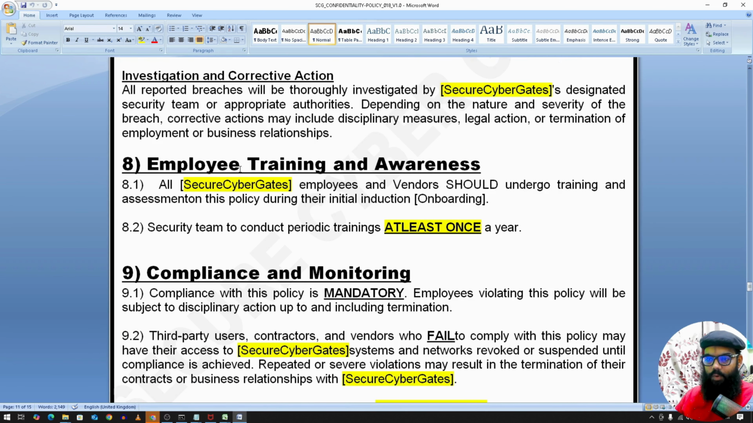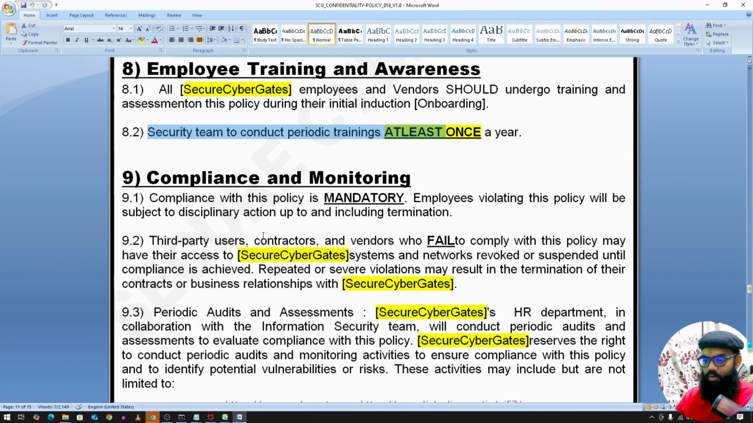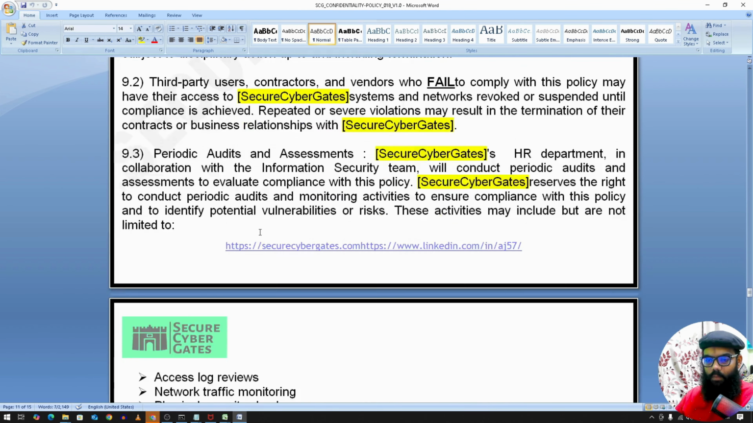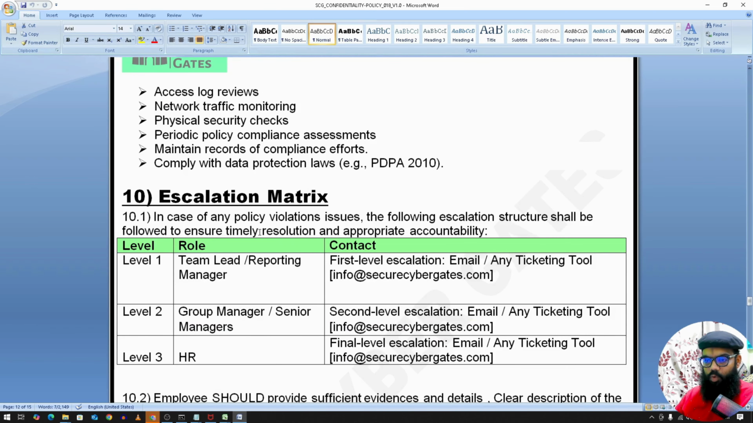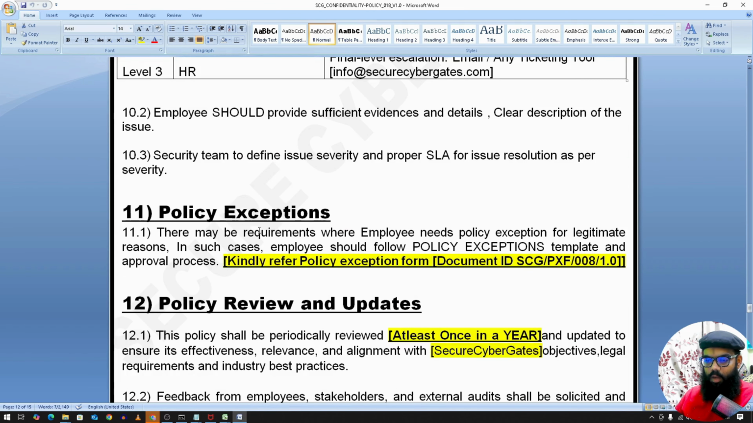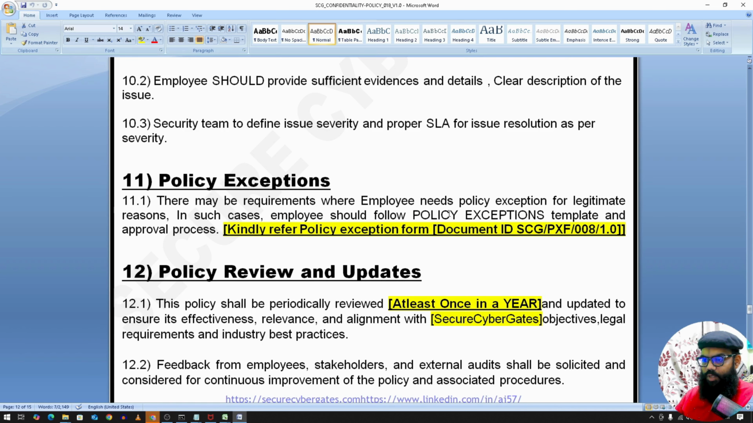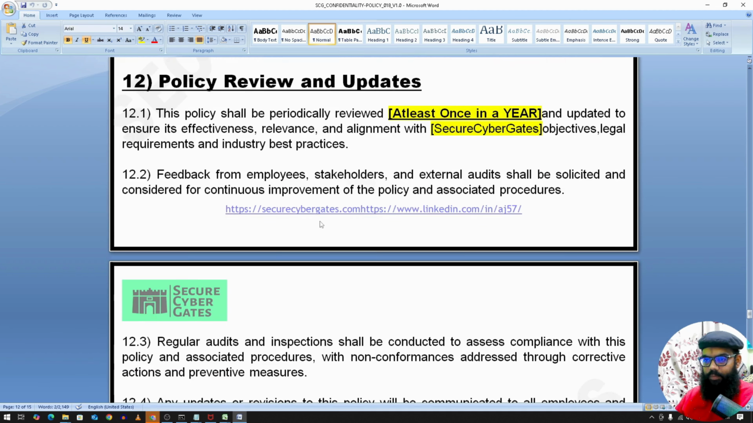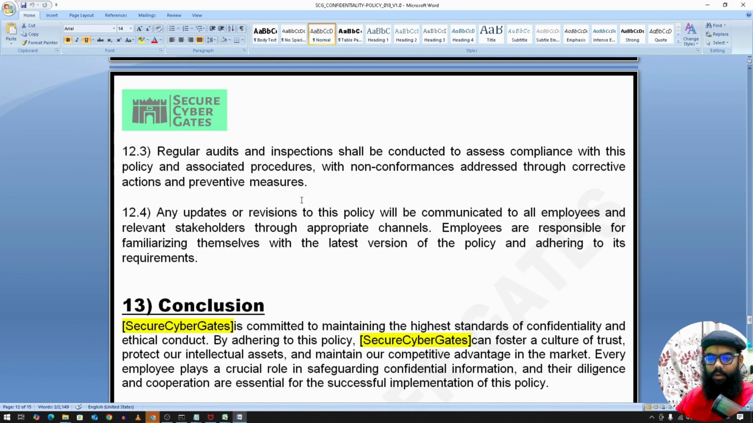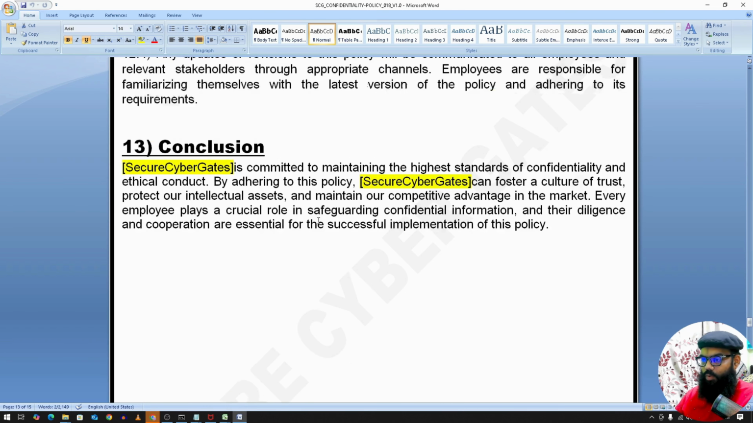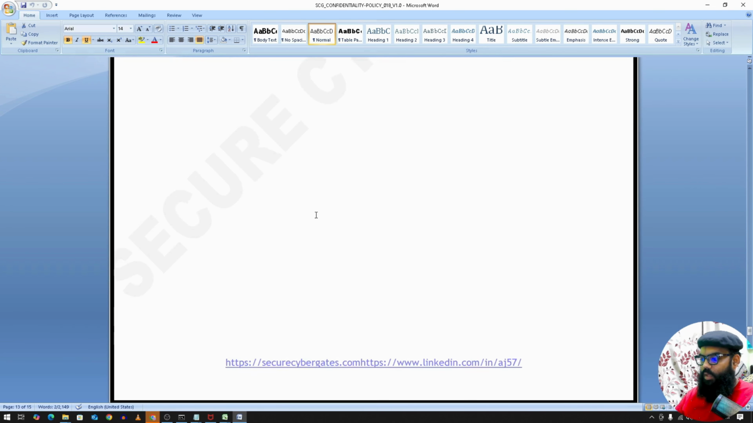The other things here are generic, like employees should be provided training on this confidentiality policy when they join any organization, or it should be done at least once a year. Compliance and monitoring. And this would be then escalation matrix. If an employee needs any exception to this policy, they can follow this policy exception form. Policy reviews and updates. So this should be reviewed at least once a year. And its conclusion. So that's it on the confidentiality policy.